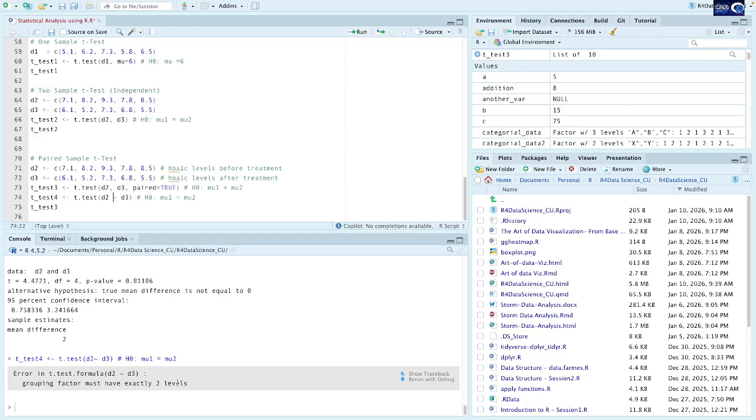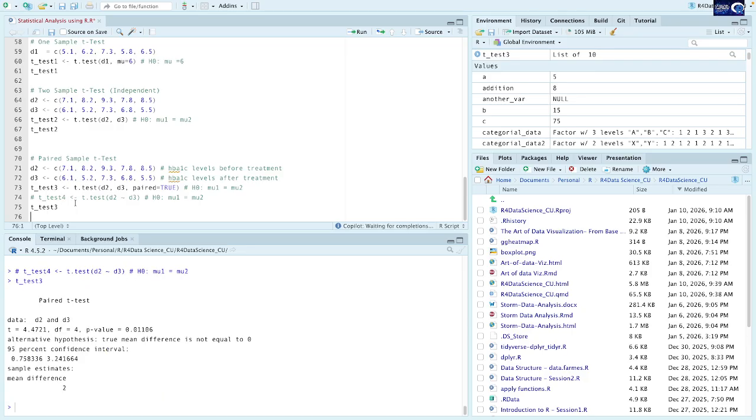Then it should have some levels. That we will discuss when it comes to real data. When you have levels like before and after in D2 and D3 with some values, then we can use this scenario as well. So that we'll discuss when we come to the data. As of now, we can check this one. So here we have this test, a paired t-test.